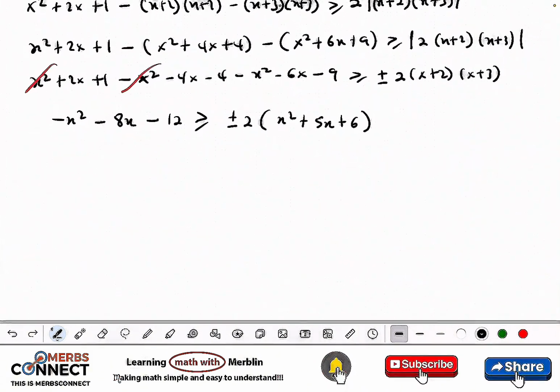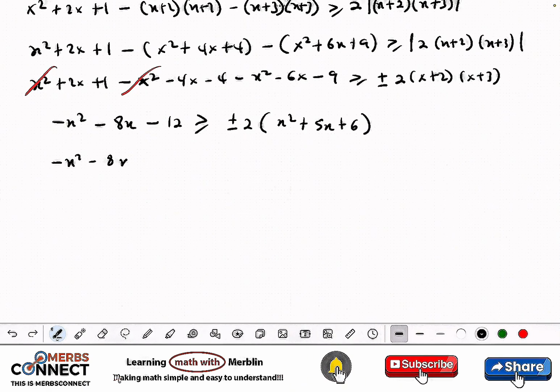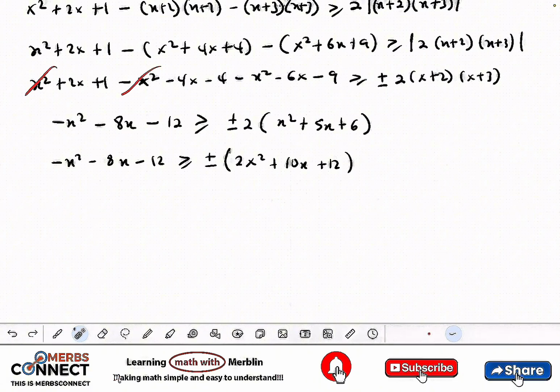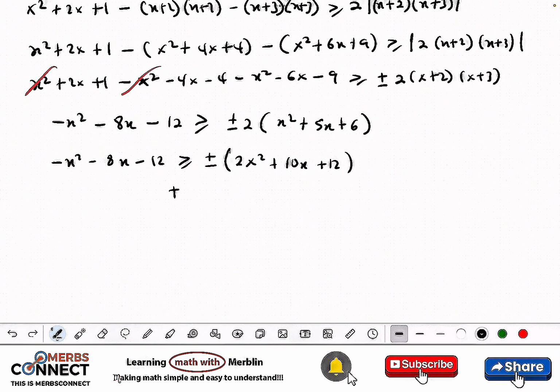Let me multiply 2 by 2. Minus x² minus 8x minus 12 is greater than or equal to plus or minus, in bracket, 2x² + 10x + 12. So this is what I'm going to get. So now we are at the place where now we can consider the positive sign and also consider the negative sign, right? So now let's consider the positive sign. So plus sign, we are going to have minus x² minus 8x minus 12 greater than or equal to, when I consider the positive sign, it will be 2x² + 10x + 12. So this is what I'm going to get.